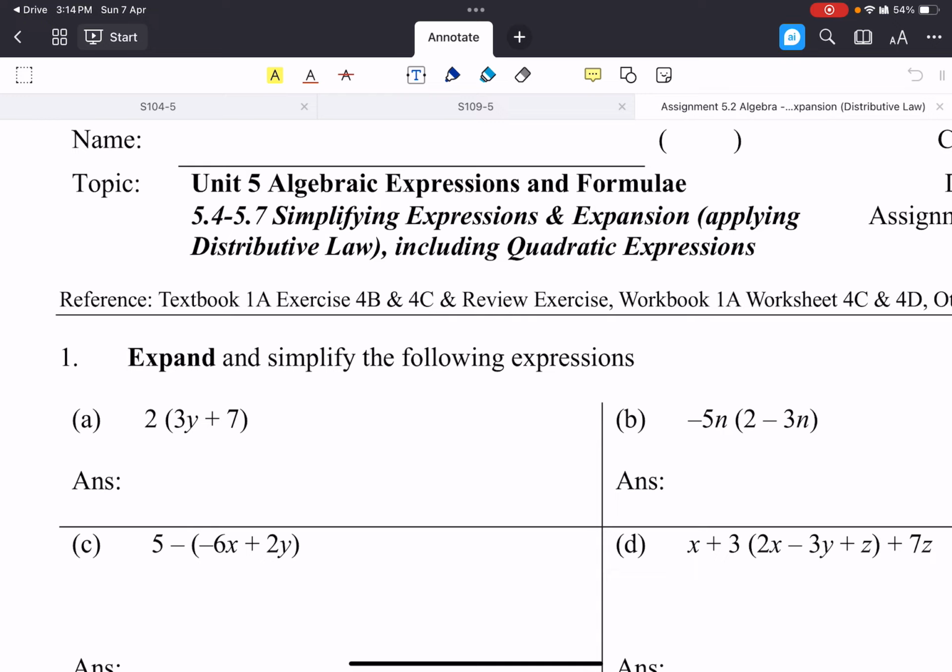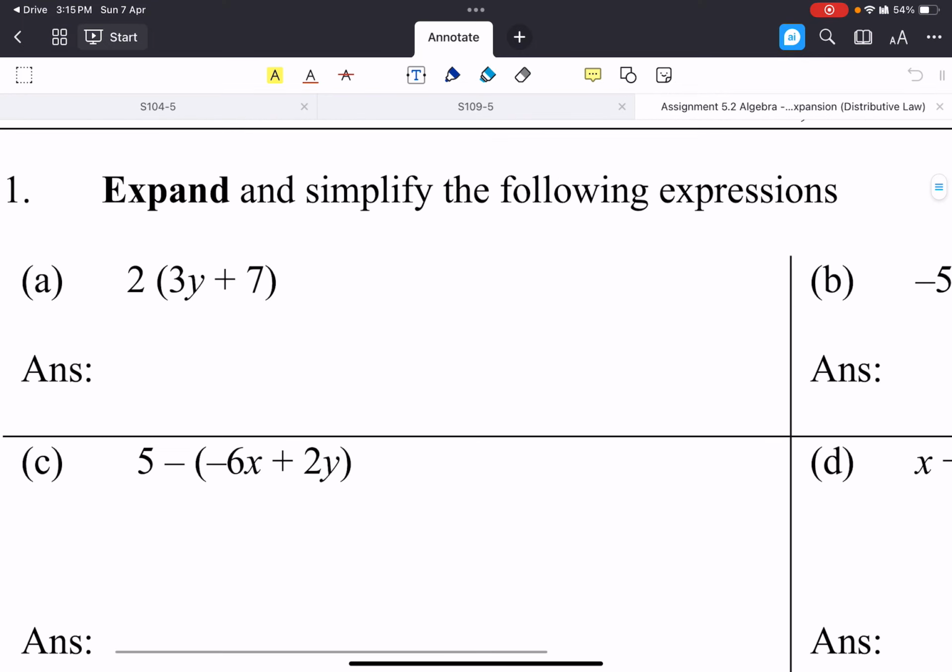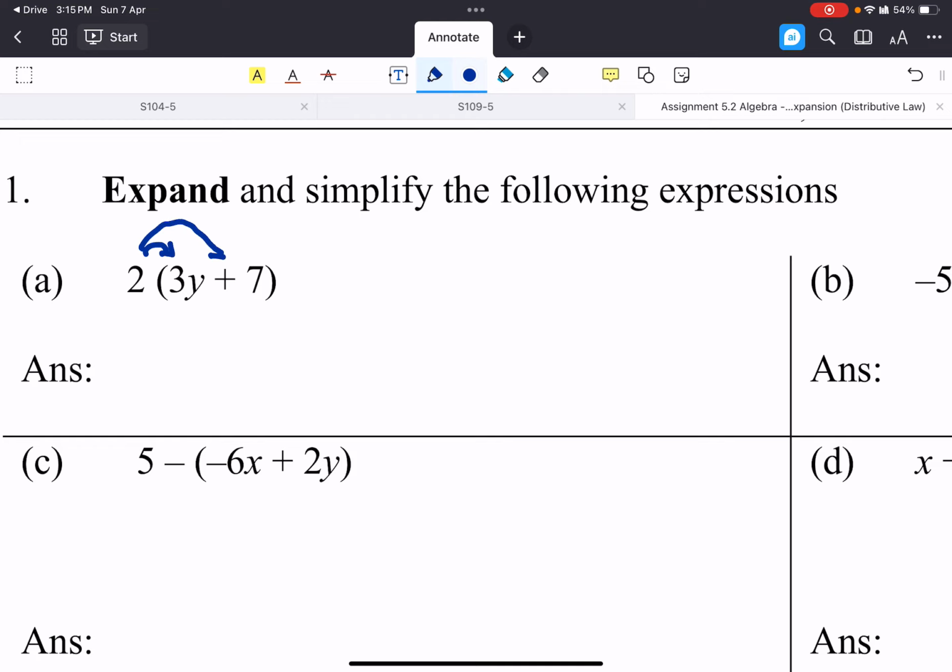So in this particular video, we are going to focus on simplifying expressions and expansion by applying the distributive law, including the quadratic expression. So the first example, we have 2 multiplied by 3y plus 7. So the expansion works in this manner, right? The 2 is distributed using the distributive law to both the terms that's inside the bracket. So this will result in 6y plus 14.